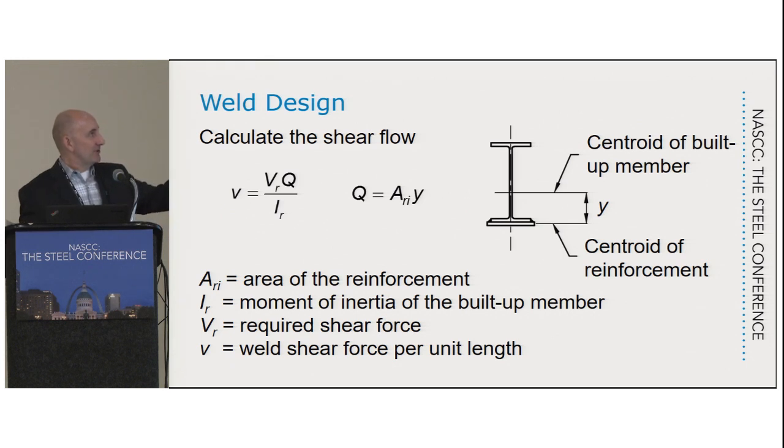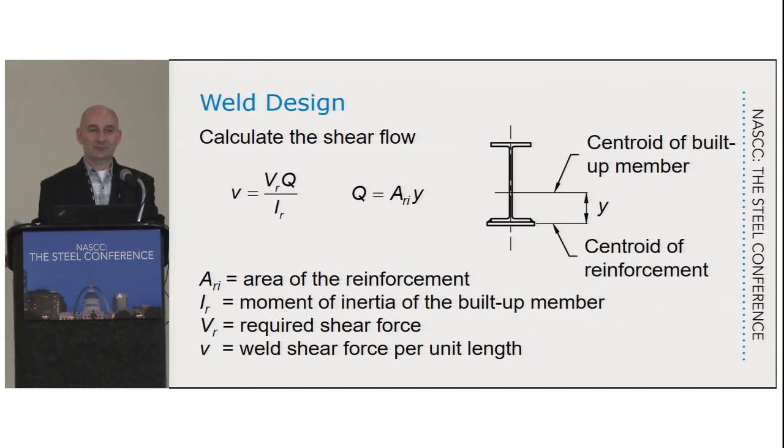VQ over I, go to strengths of materials class. You remember that equation from strengths of materials, but I took off the T. You remember it was VQ over IT that gave you a shear stress in a beam. You take off the T and it gives you a shear flow, or kips per inch instead of KSI. And so we're going to say V sub R times Q over I sub R. And I sub R, of course, is going to be your reinforced cross-section moment of inertia. And Q, going straight back to our strengths of materials course, is going to be the area of that reinforcement times the distance between the centroid of the reinforcement and the centroid of the built-up member.